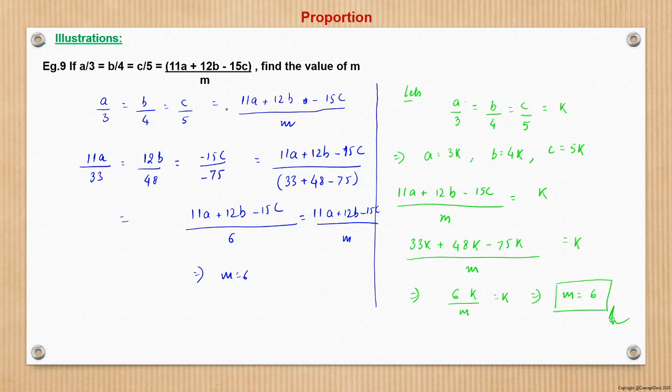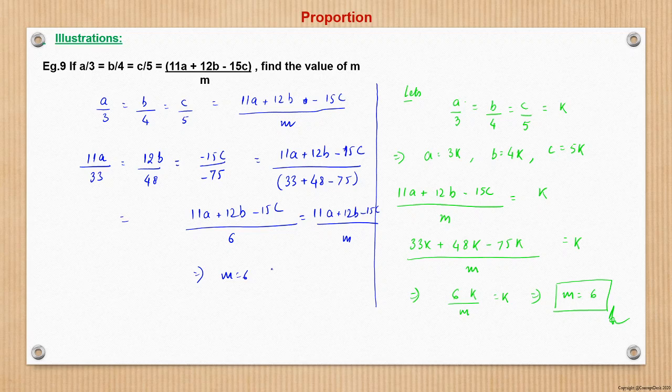Otherwise simply it should have clicked, since here it is 11, here it is 12, here it is 15. So I just equate the coefficient of a in both numerator and denominator. If a is having 11, so the denominator will be 33. If b is having 12, here it will be 48. If c is minus 15, here it will be minus 75. So our answer m would be nothing but 33 plus 48 minus 75, and that is 6.